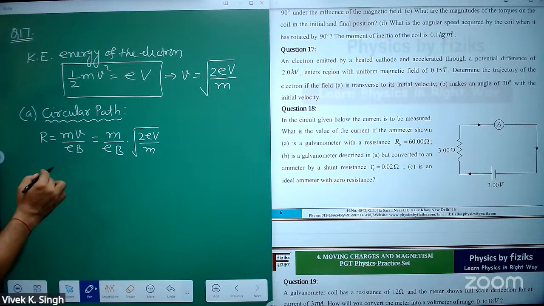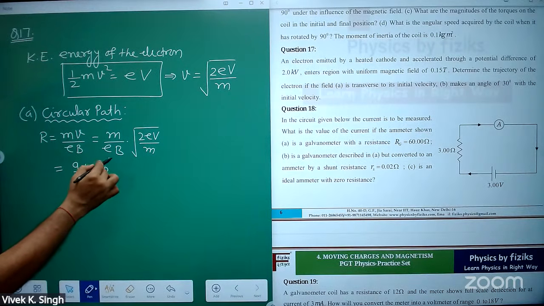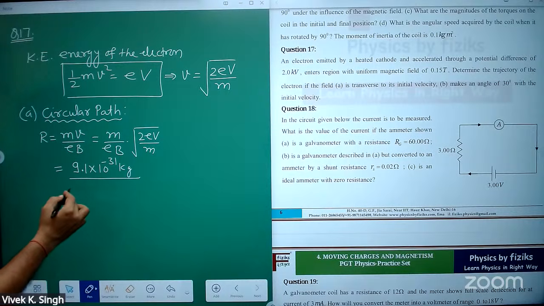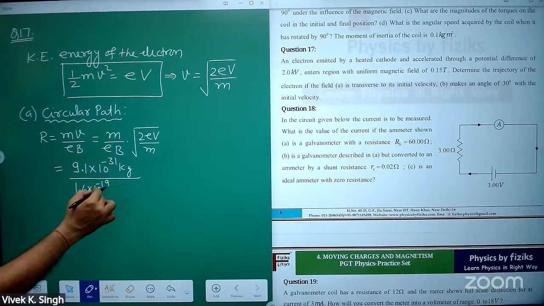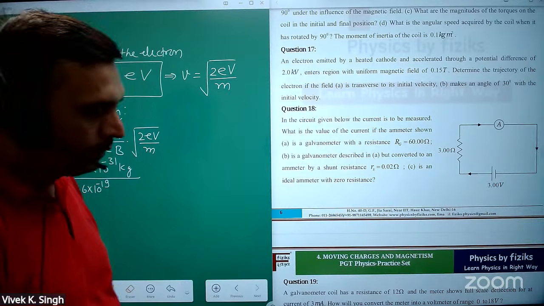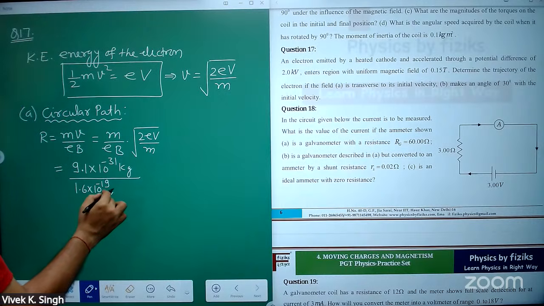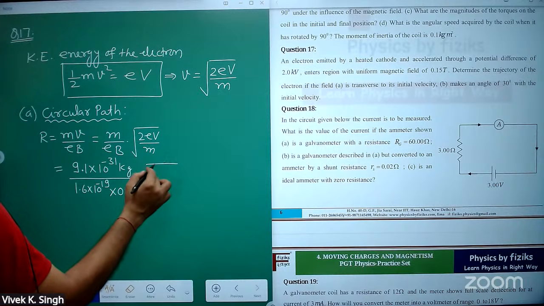So what will be the mass of the electron? This is 9.1 times 10 to power minus 31 kg. Electronic charge is 1.6 times 10 to power minus 19. What will be the magnetic field B? 0.15. So you have to substitute these values.